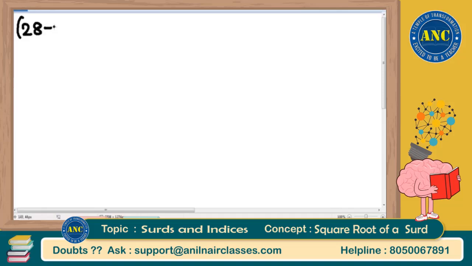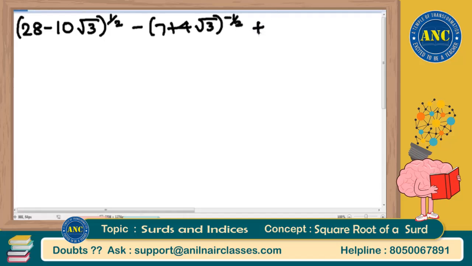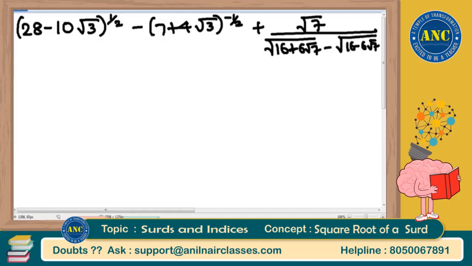Question is 28 minus 10 root 3 whole to the power of 1 by 2 minus 7 plus 4 root 3 whole to the power of minus 1 by 2 plus root 7 divided by root 16 plus 6 root 7 minus root 16 minus 6 root 7. Again, I think that it is not a difficult question if you have practiced well. First, what should be the first term? Power 1 by 2 is nothing but square root.